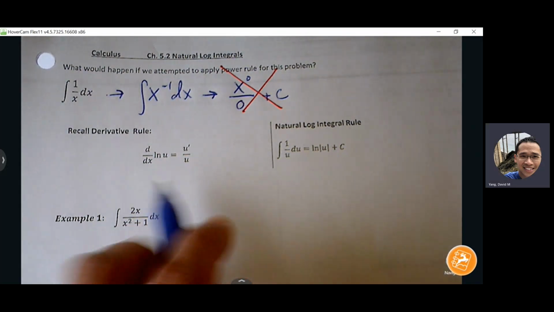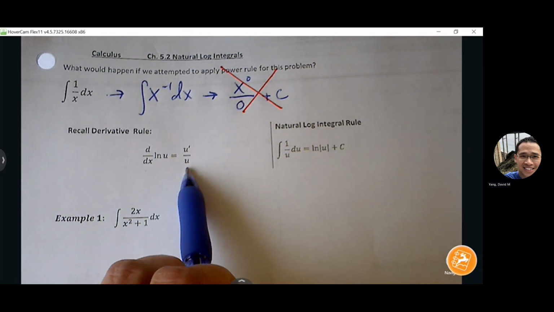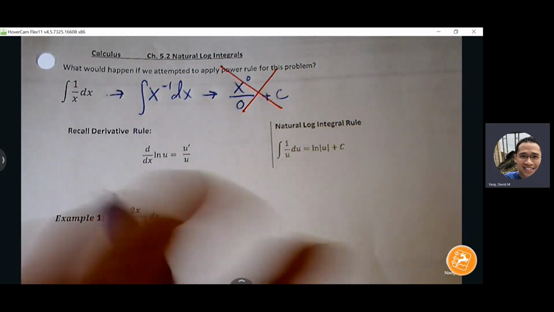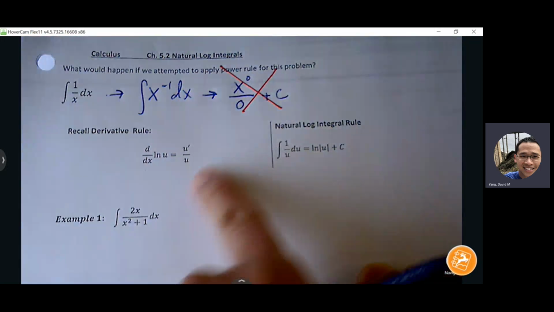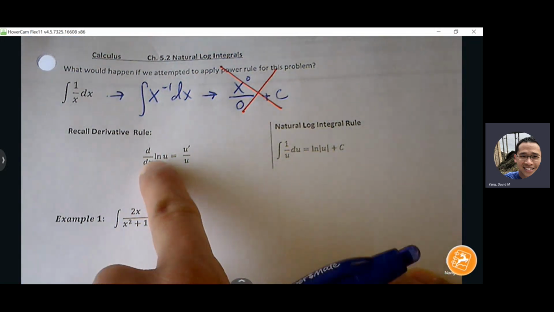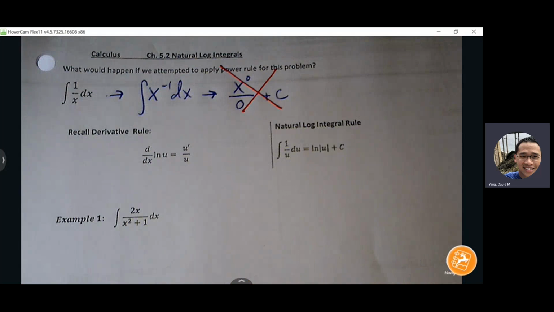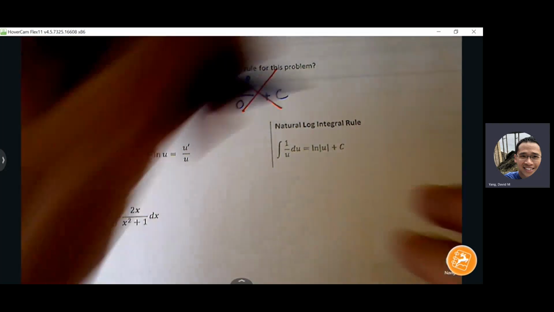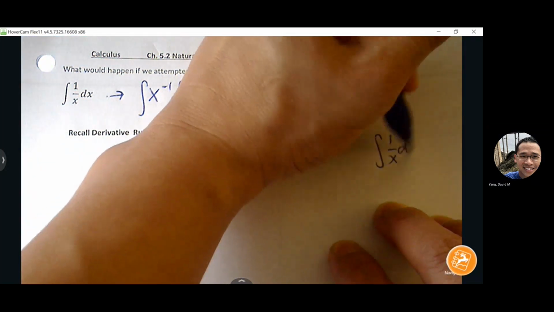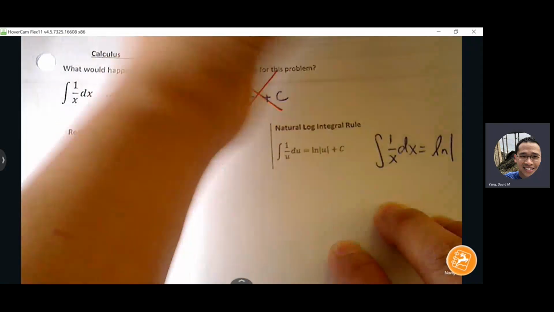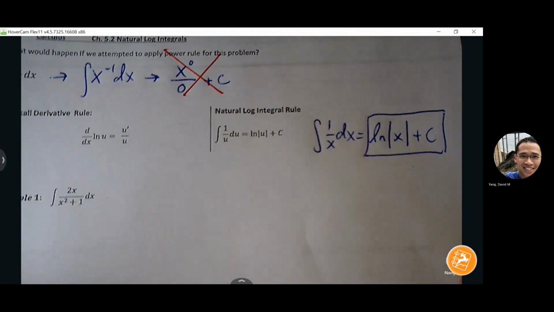If you remember from first semester, we learned that the natural log used derivative is u prime over u. So anything that is in this form, if you're just to imagine this as du over u, then the antiderivative should bring us back to natural log of u. So that's the connection here. So the rule for 1 over x dx is going to be natural log. The 1 over u is a more general form, but natural log absolute value of x plus c. So this is what we're working with today.